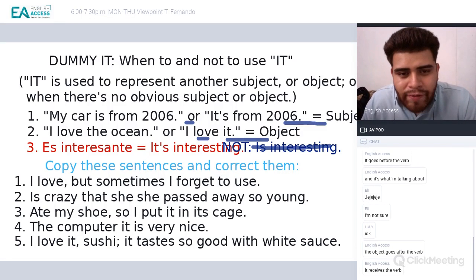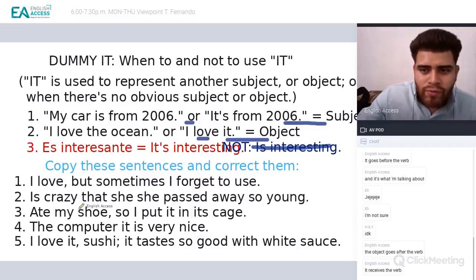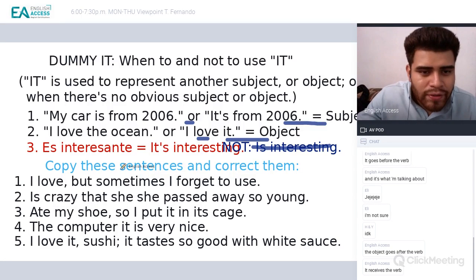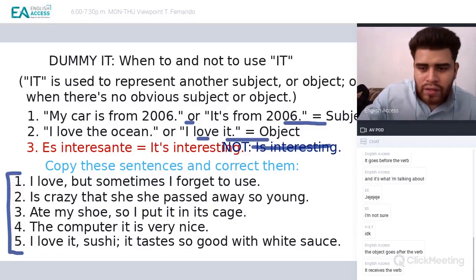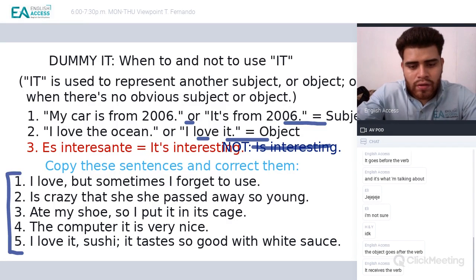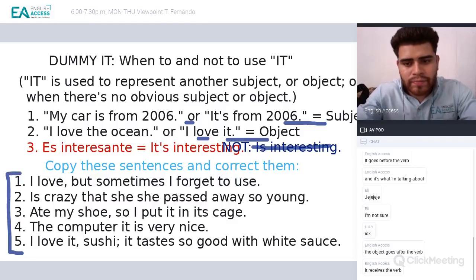So what I would like for you to do in your notebooks right now, I would like for you to copy these sentences and correct them into your notebook, please. Do you understand?